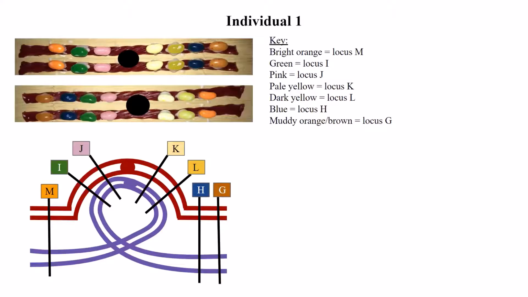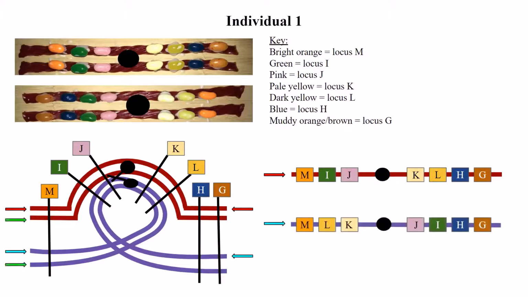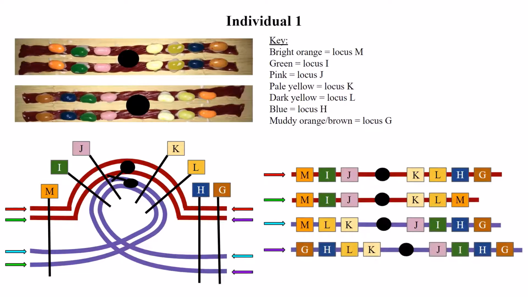In this example, crossover will occur between loci J and K. By following the path of each chromatid until we reach an end, the 4 chromatids produced from this crossover can be determined. So we can see that 4 different chromatids are produced.